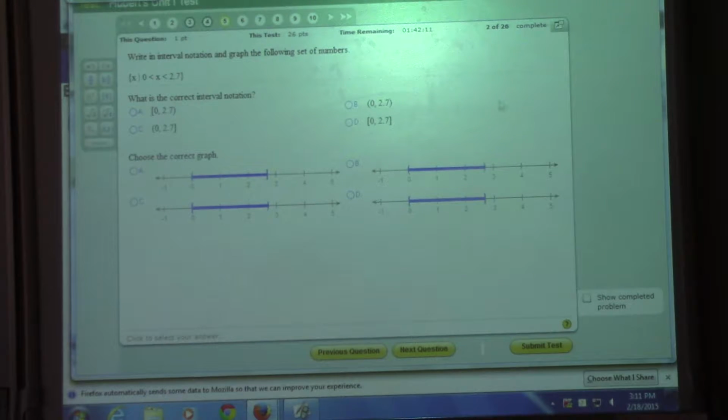All right, interval notation. We talked about that. Which one is from 0 to 2.7 with less than or equal to less than? Which one? The parentheses on both sides. What's the letter? B. Right here? B? Yeah, that one. And then which one down here? B. We talked about what parentheses mean and what brackets mean.